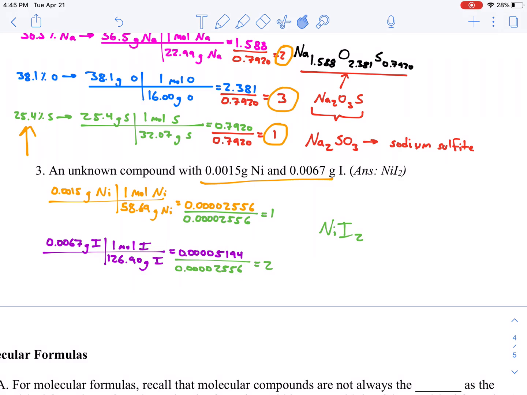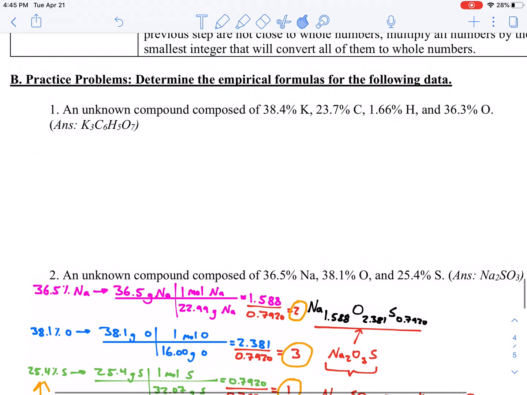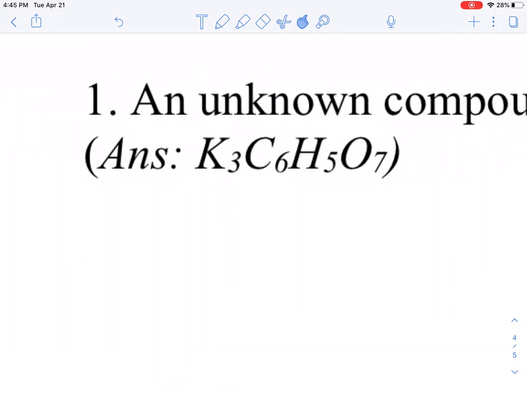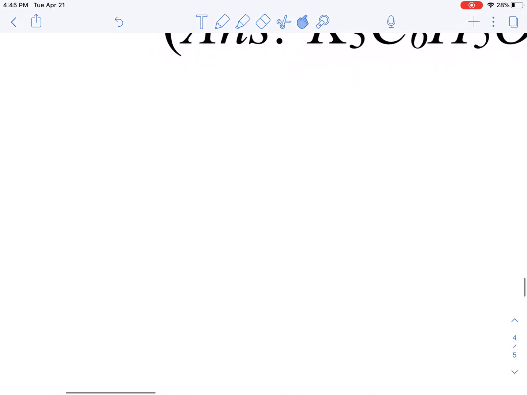Okay, so let's make things a little bit more tricky. We're going to go back to number 1 and see if we can put all of this together. So in number 1, first off, we have 4 different elements, and second off, they're given in percents. So our first step is going to be to take the percents and turn them into masses.